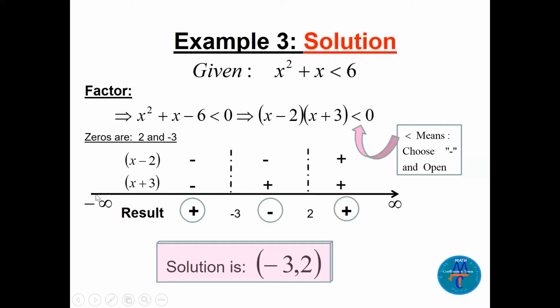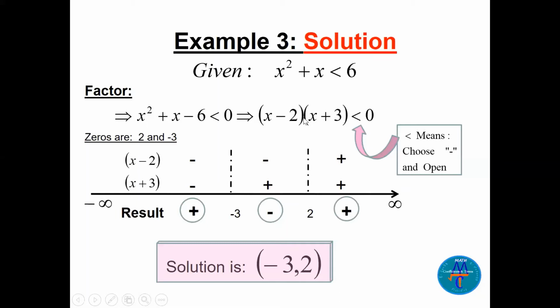How? Take a number from minus infinity to minus 3. Don't take a number close to minus 3, please. Let's take minus 10 and replace it for the x here. Minus 10 minus 2 is negative. I'll just take the sign. Minus 10 plus 3, that's a minus. Between minus 3 and 2, let me take 0. You can take 1 if you like. So minus and plus. From 2 to infinity, you can take 20. So that's plus and plus.